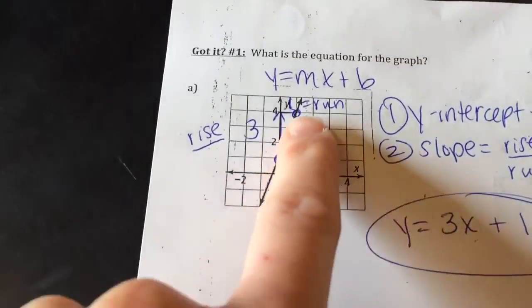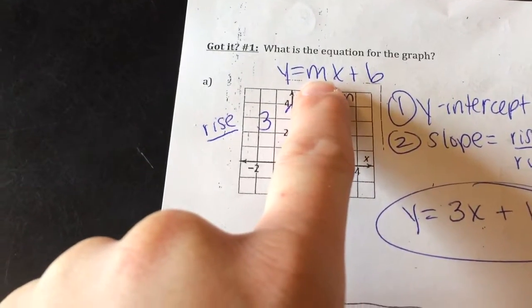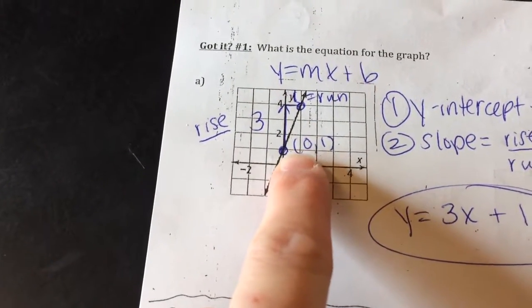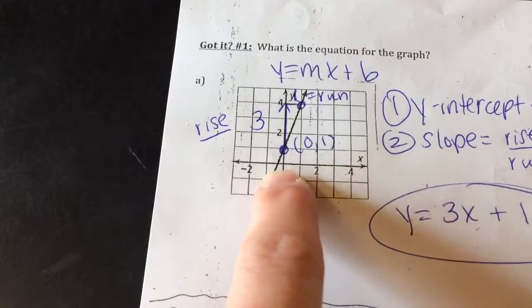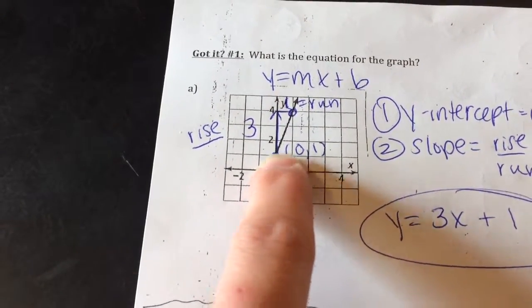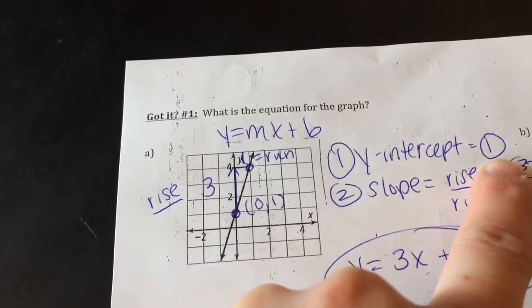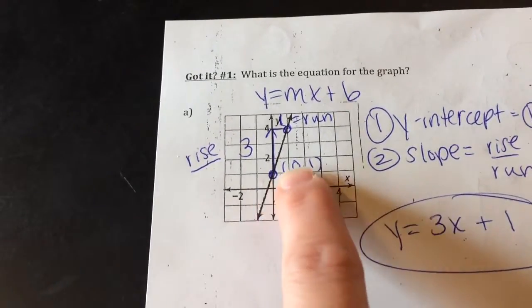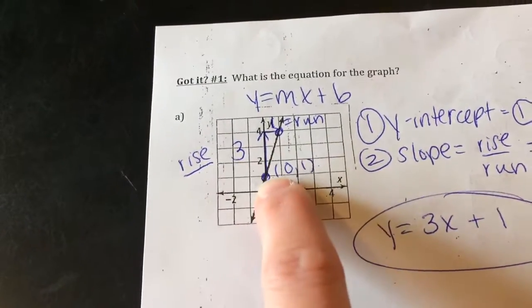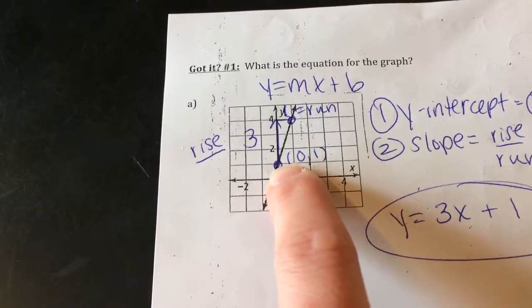Here's another line. To find the slope and the y-intercept, well, the y-intercept is where it crosses the y-axis, so b in this case is going to be 3. I'm sorry, guys, it's 1. I was looking at that 3. The y-intercept is 1.